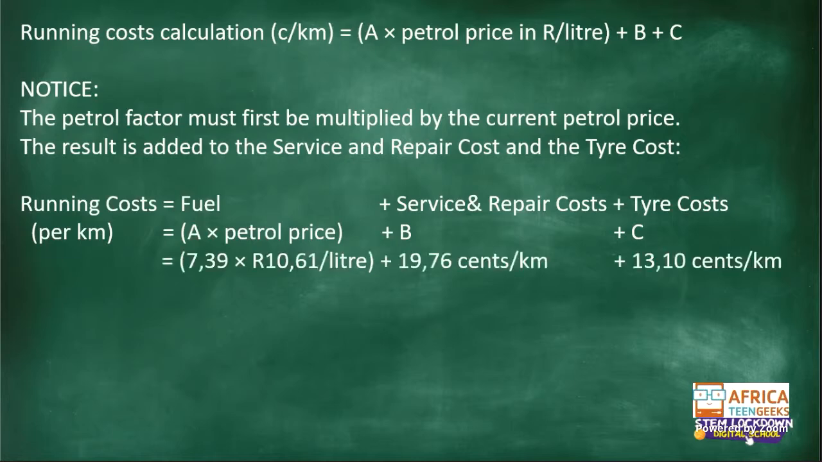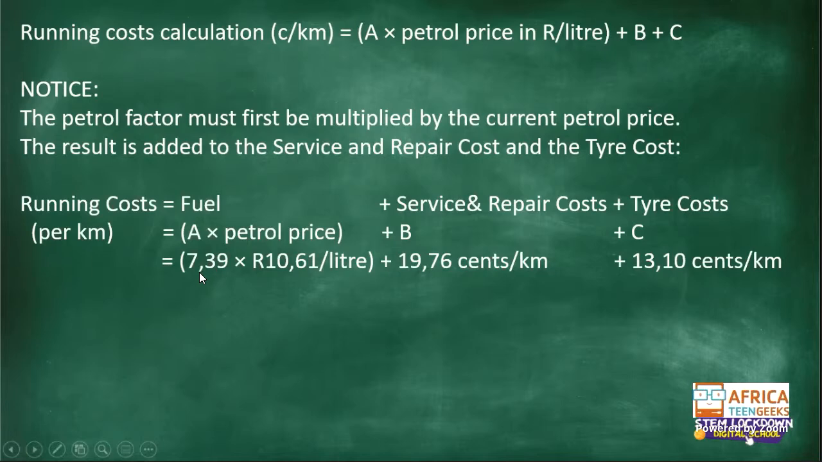Now, here is our factor. The petrol factor there is 7.39. And then, of course, you have multiplied that by 10.61, or 10 rands and 61 cents per liter. So the price of petrol is known to be 10 rands and 61 cents per liter. That is the price that we have. It may not be the exact price of the current petrol. Of course, this is just an example.